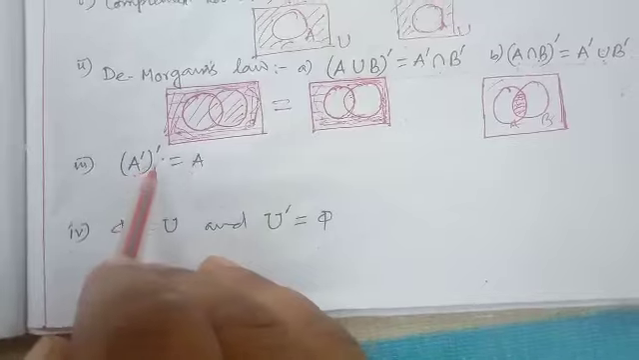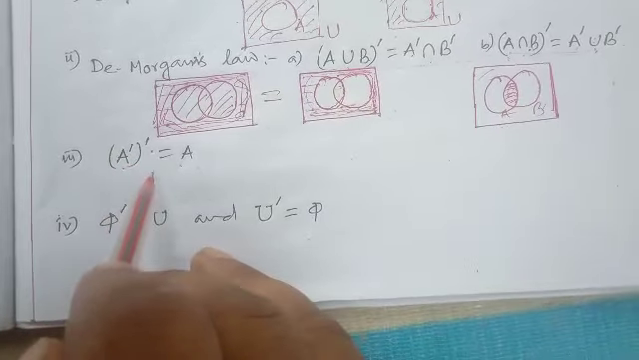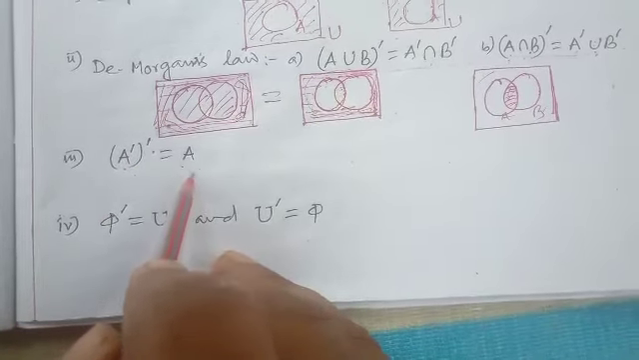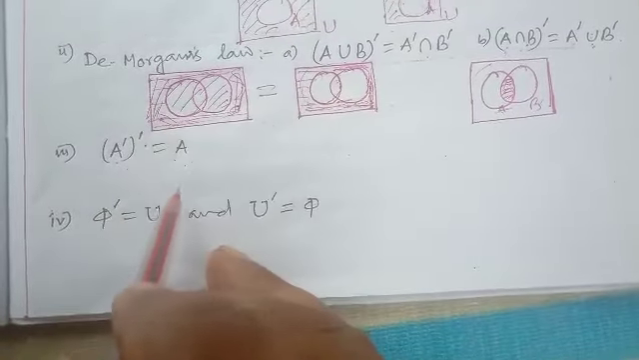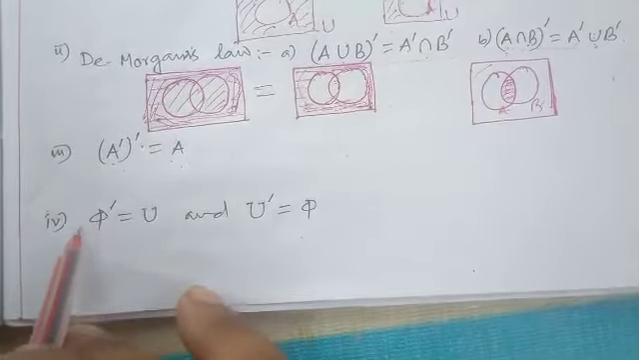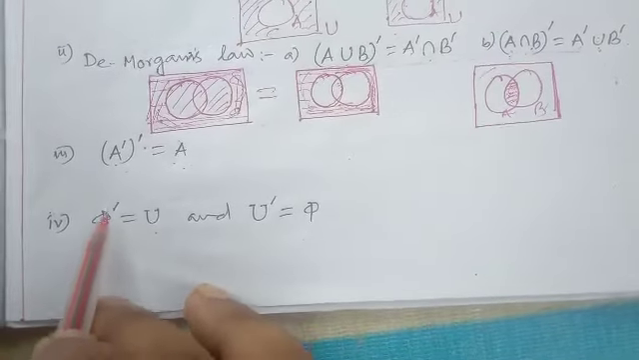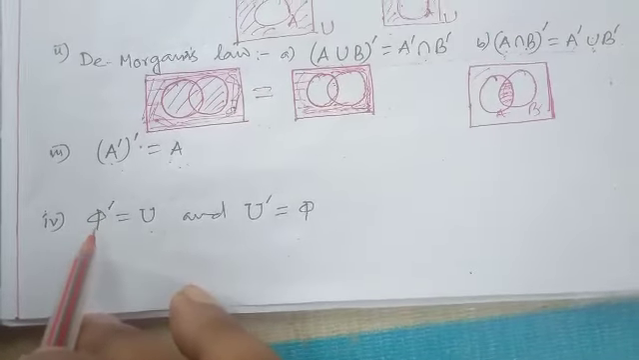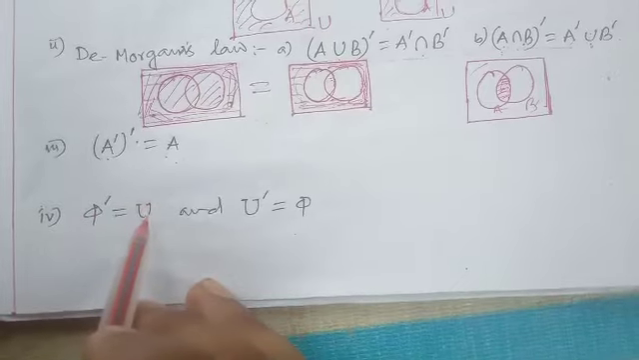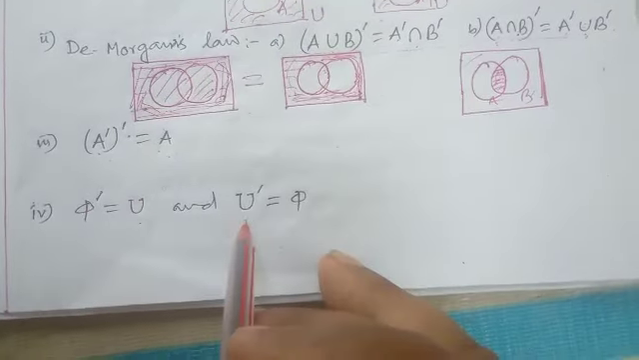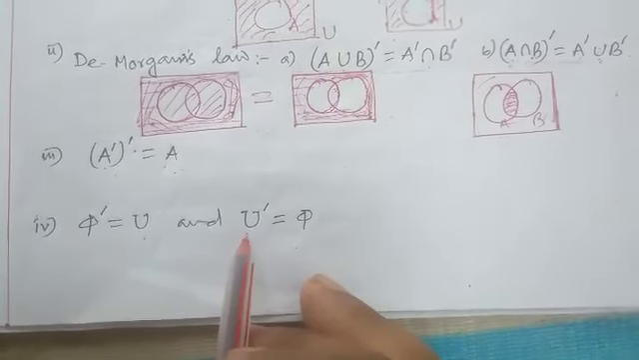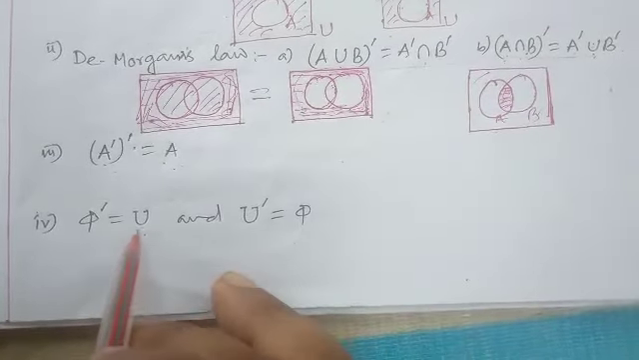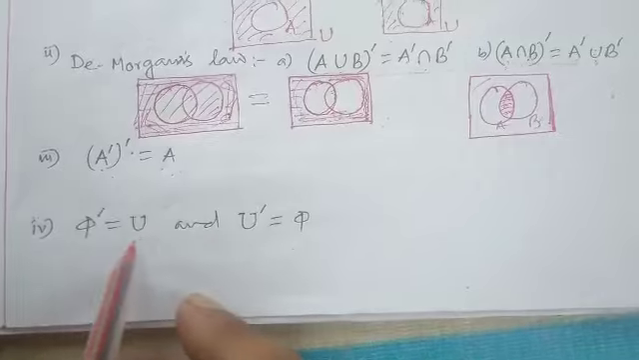Next, A complement whole complement equals A. That means if you take the double complement of a set, you will get that set. This law is called the law of double complement. Next one, complement of phi equals the universal set, because phi is the empty set and its complement is obviously the universal set, and the complement of the universal set is obviously phi. That is because the universal set is the mother set.